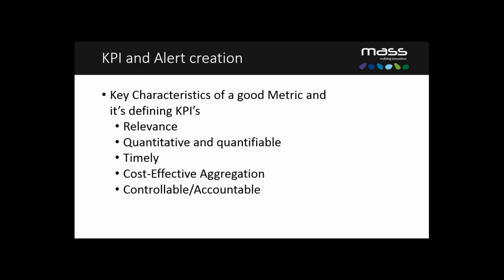Quantitative and quantifiable. Success may be extremely difficult to measure if targets are not quantitative and achievable. A fantastic example here is if you do have a KPI or a set way of measuring customer satisfaction.